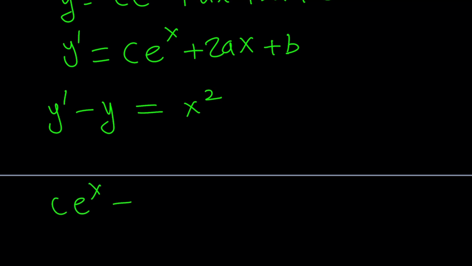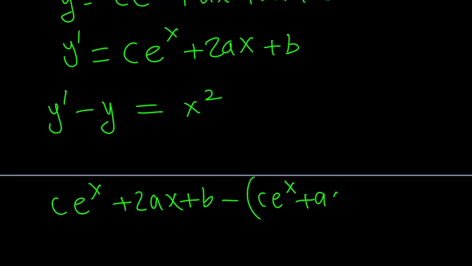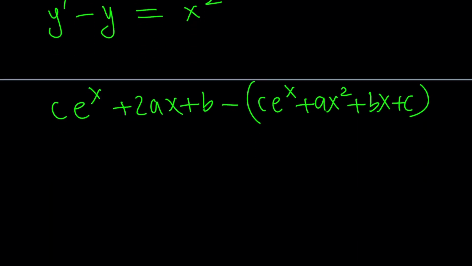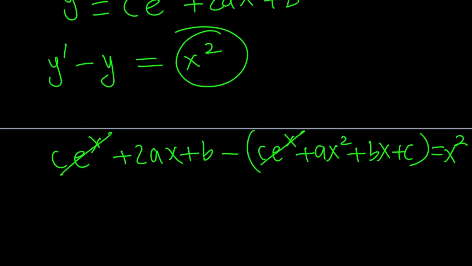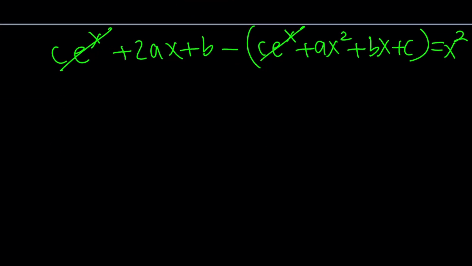So let's go ahead and plug everything in. c e to the x plus 2ax plus b minus c e to the x plus ax squared plus bx plus c. Now, c e to the x doesn't matter because it's always going to work with the homogeneous case, so it's going to disappear. Okay, but I still wrote it. Now, this is supposed to equal x squared because we have x squared on the right-hand side, right? So let's go ahead and do the polynomial equation.